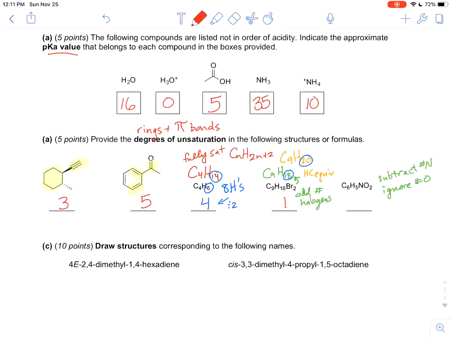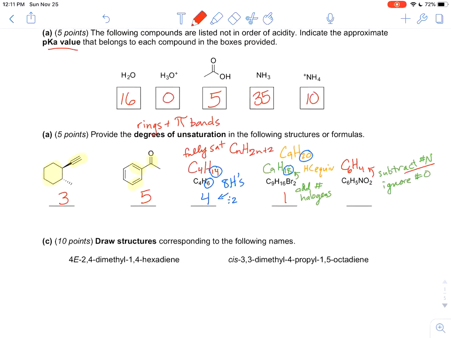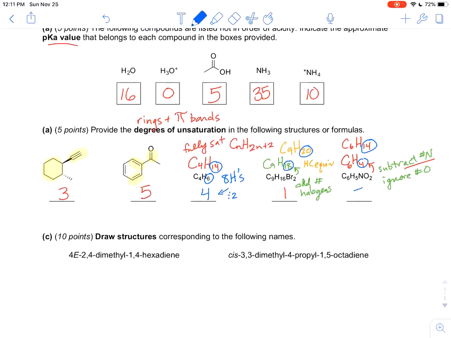We'll follow the same strategy here. We have 6 carbons. And initially we have 5 hydrogens, but remember we're supposed to subtract the number of nitrogens from the 5, and we can ignore the number of oxygens. So it's actually a C6H4 compound. We compare that to the fully saturated C6H14 compound. This is a pretty big difference. We see it's a difference between 14 and 4. And we have 10 hydrogens missing, or 5 pairs, so we have 5 degrees of unsaturation.